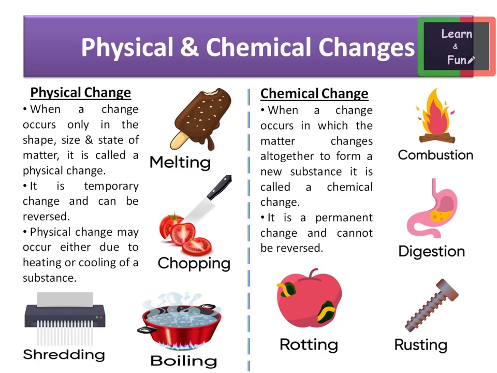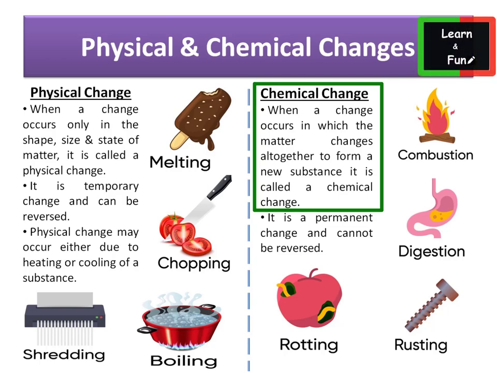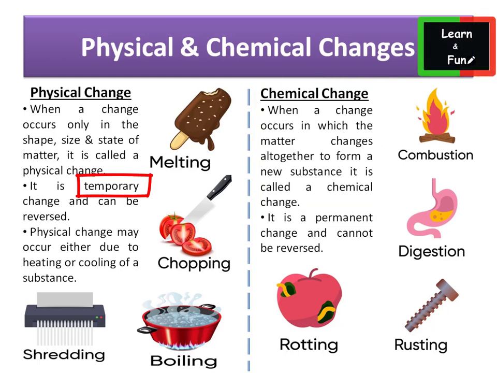And the last one is physical and chemical changes. First is physical change. When a change occurs only in the shape, size and state of matter, it is called a physical change. Second is chemical change. When a change occurs in which the matter changes altogether to form a new substance, it is called a chemical change. Physical change is a temporary change and can be reversed, whereas chemical change is a permanent change and cannot be reversed. Physical change may occur either due to heating or cooling of a substance.